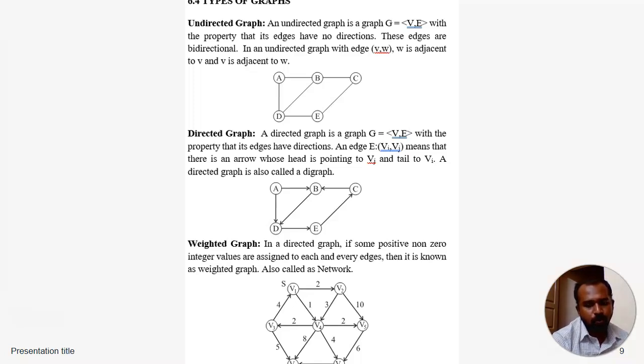Next v2 is connected to v5, the weight is 10. Next v2 is connected to v4, the weight is 3. v1 is connected to v4, the weight is 1. v1 is connected to v3, the weight is 4. The values between the two nodes are the weights. This diagram is also called a network. This is the example of a weighted graph diagram.